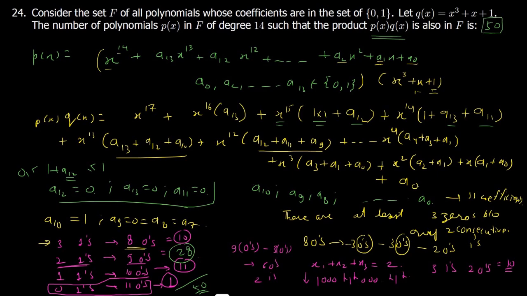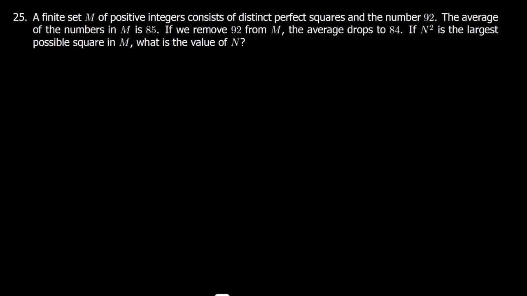Alright, let's have a look at the next question. Question number 25. It has been said that a finite set M of positive integers consists of distinct perfect squares and the number 92. Now the average of numbers in M is 85. If we remove 92 from M, then the average drops to 84. If N square is the largest possible square in M, then what's the value of N?